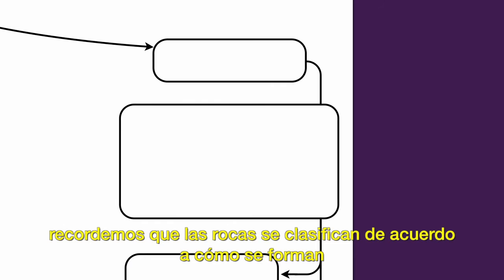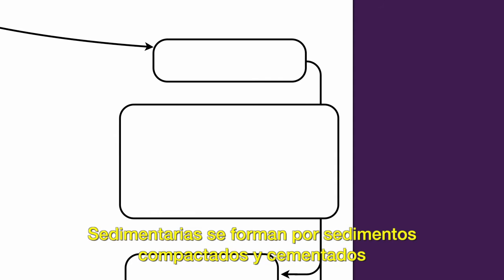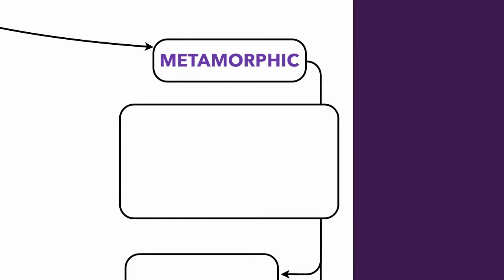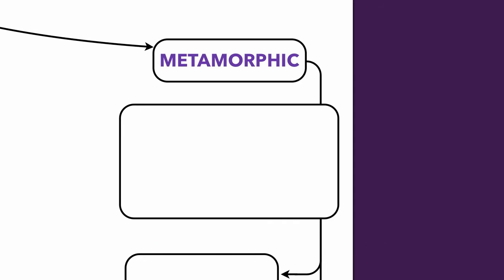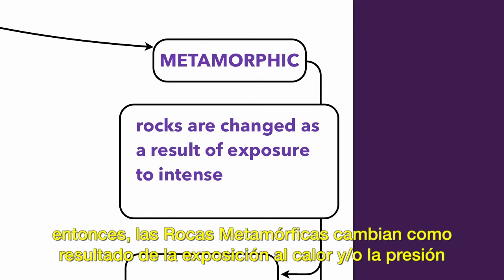Now recall, rocks are classified according to how they form. Igneous form from cooling and solidified magma. Sedimentary form from compacted and cemented sediments. And now our metamorphic rocks, these are ones that are going to undergo some sort of change, a metamorphosis. What drives that change is exposure to really intense heat or intense pressure. So metamorphic rocks are rocks that are changed as a result of exposure to intense heat and/or pressure.